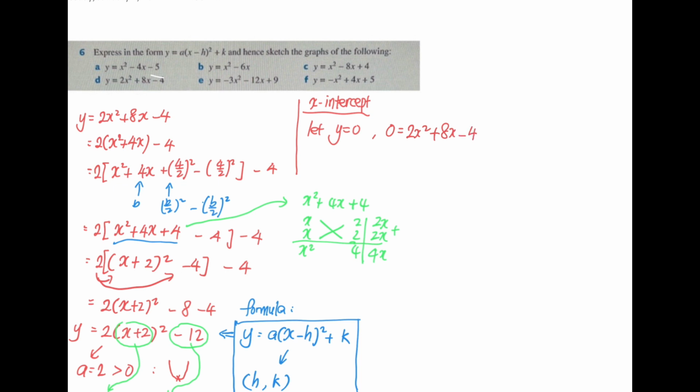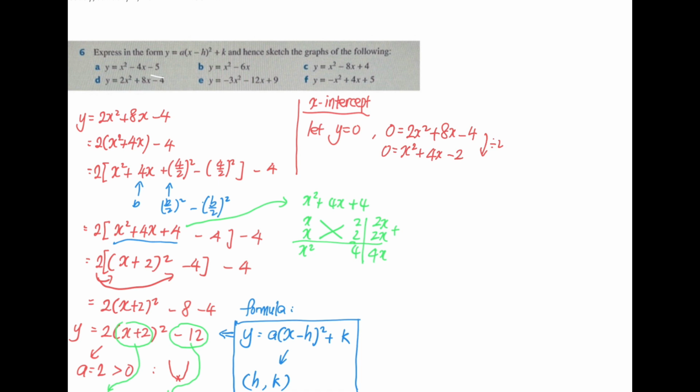So let's say I divide by 2. I get x squared plus 4x minus 2. Then I try to factorize it. Normally, if you can factorize, you just go ahead. If you cannot factorize, you will get decimal numbers or maybe no root. We normally use a calculator to check.